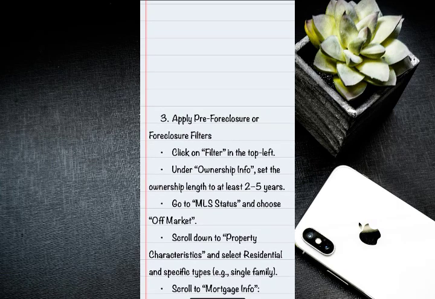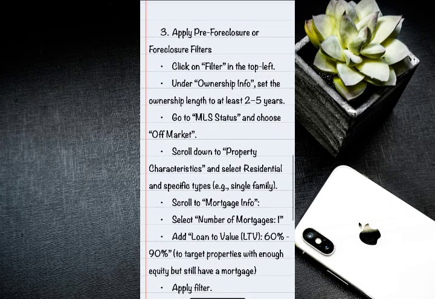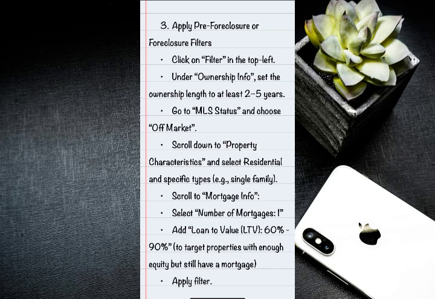So click on filters in the top left, and under the ownership info, set the ownership length at least 2 to 5 years. Then go to the MLS status and choose off market. Then scroll down to property characteristics and select residential and a specific type, which is single family.